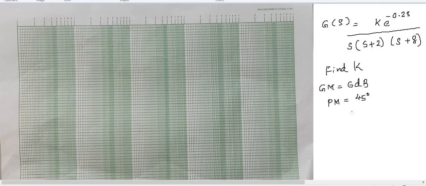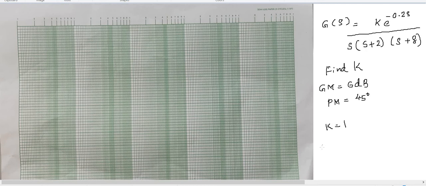When an exponential term comes in the numerator, it changes the angle of the system. It will contribute an additional term for finding the angle of the system. So the first step is to rewrite the sinusoidal transfer function G(j omega). For the time being, let us assume that K is equal to 1.